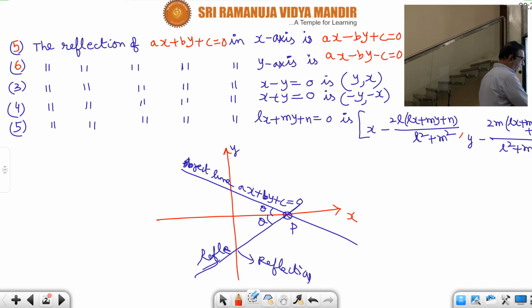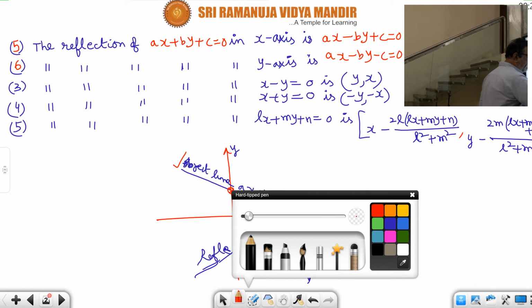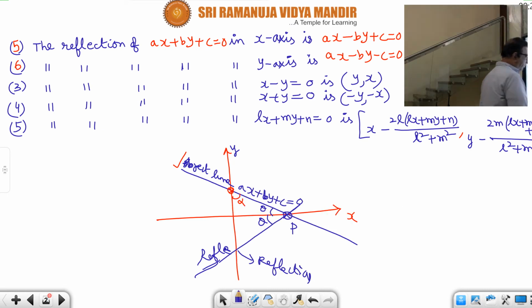See the diagram. In the diagram there is the answer. What is the reflection of the line ax plus by plus c is equal to 0 in the y-axis? See the diagram. This line ax plus by plus c is equal to 0 is intersecting the y-axis at this point, is it not? And it is making an angle alpha on the right side of the y-axis. Now the line passing through the same point of intersection but making the same angle alpha on the left side, like this, is the reflection, is it not?